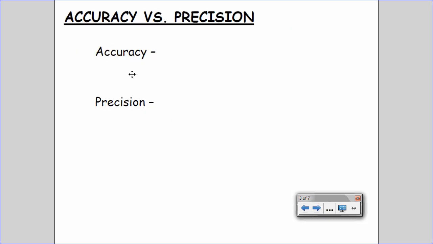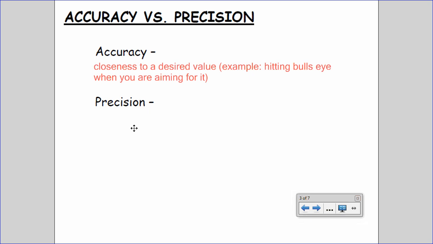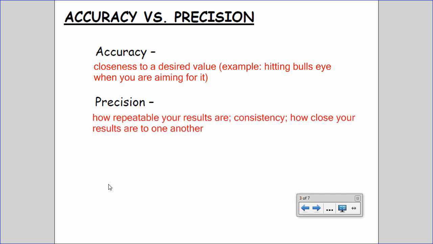Okay? So accuracy, straight up definition. It's a closeness to a desired value. Example, hitting the bullseye when you are aiming for it. Now precision, straight definition, how repeatable your results are. Consistency, how close your results are to one another.